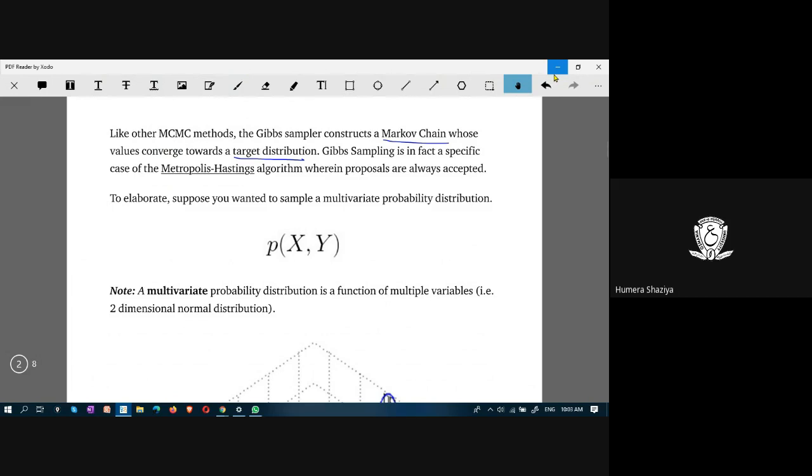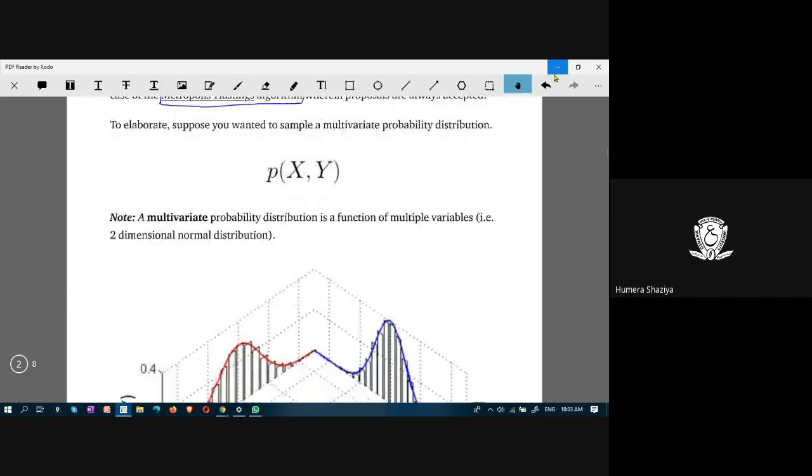Gibbs sampling is a specific case of an algorithm known as the Metropolis-Hastings algorithm. There is an algorithm called the Metropolis-Hastings algorithm, and Gibbs sampling is a specific case of that. For instance, if you consider a multivariate probability distribution and you would like to sample it, then you can use Gibbs sampling.